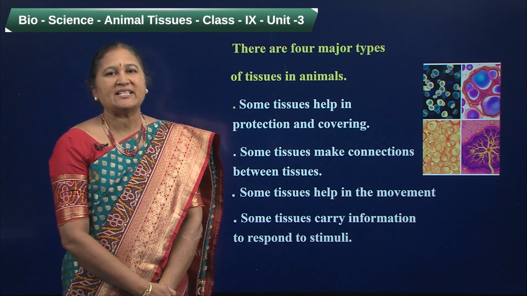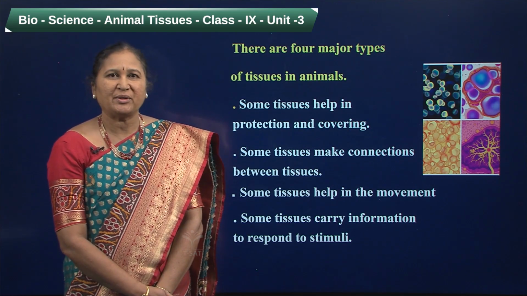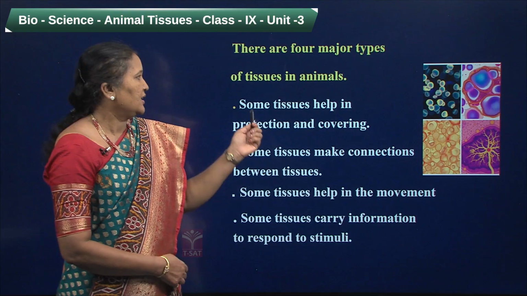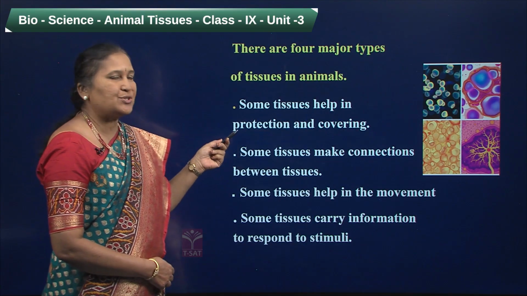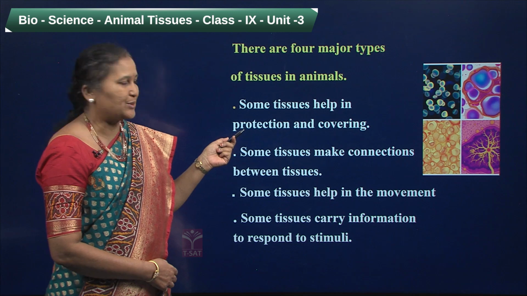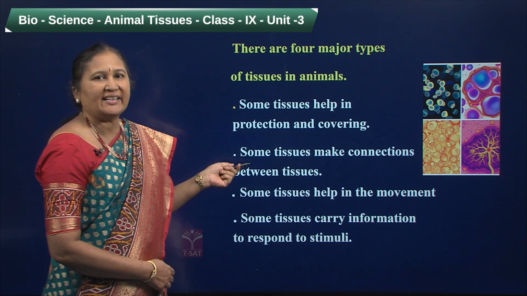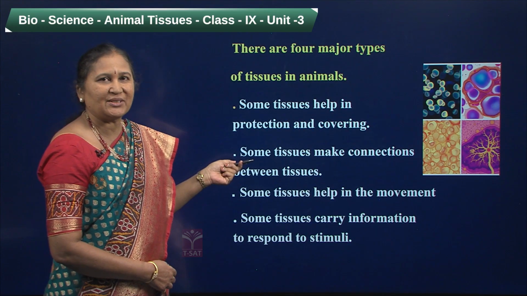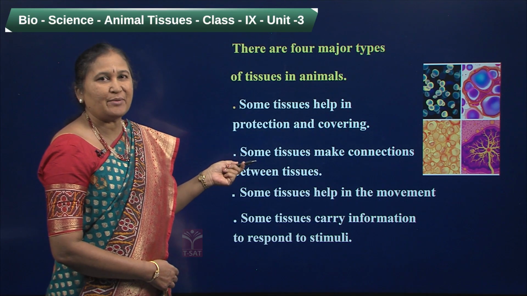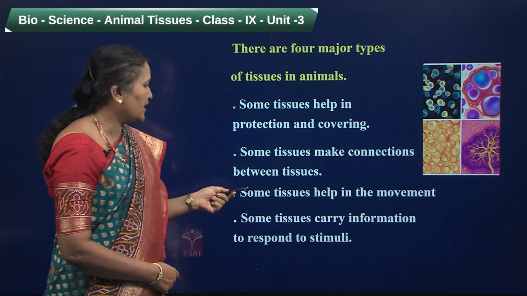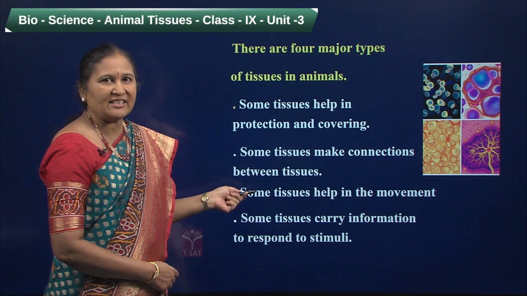And in animals, there are 4 major types of tissues. They are useful to perform different functions. Some tissues help in protection and covering, and these tissues are called epithelial tissues. And some tissues make connections between the tissues, and these are called connective tissues. Blood, cartilage, tendons and ligaments are some examples of connective tissues. And some tissues help in movement, and they are called muscular tissues.